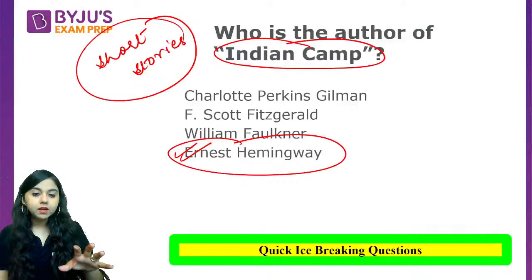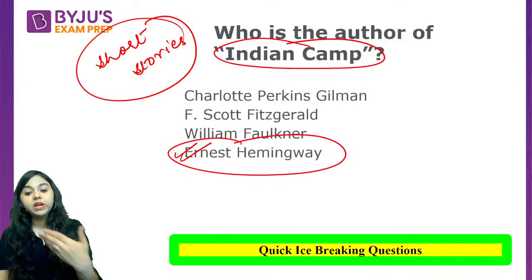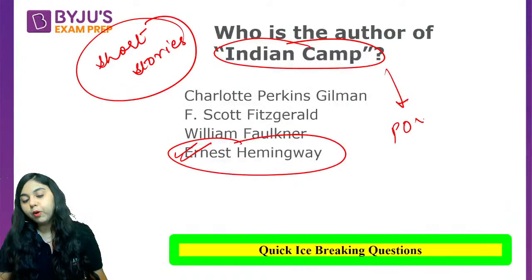Hemingway created this semi-autobiographical character called Nick Adams. He's a child in this story and he makes his first appearance in Indian Camp, because Indian Camp is told from the perspective of the child Nick Adams. This is told from the point of view of Nick Adams.